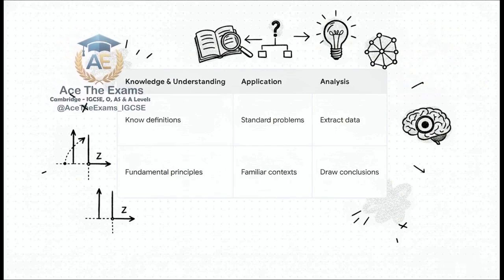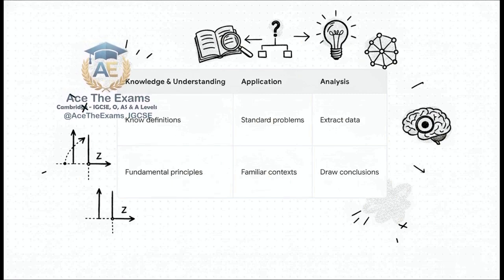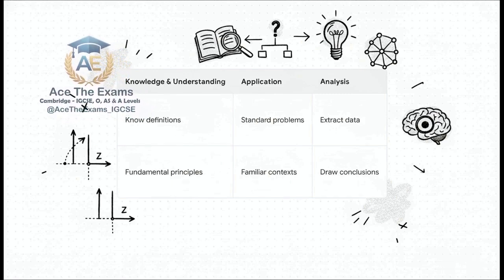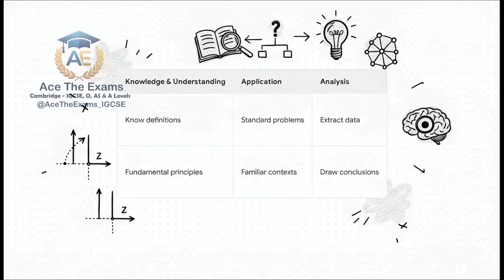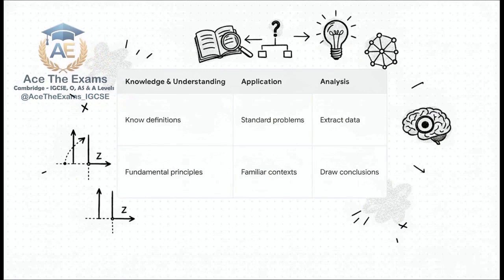But column 3 is where the real magic happens. That's analysis. This requires you to extract data, interpret subtle relationships, and draw completely evidence-based conclusions in really complex, unfamiliar scenarios. The judges, the examiners, aren't just looking at what you memorized. They are looking at how gracefully you can analyze and manipulate what you know under pressure.